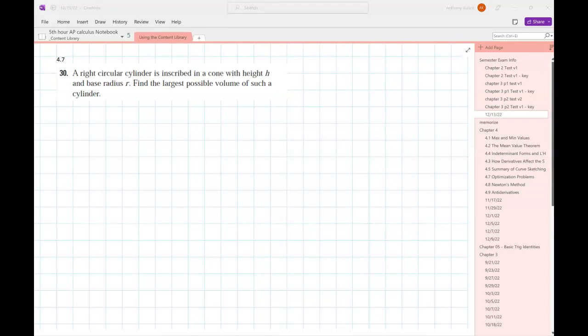Can I just ask a question? Yeah, absolutely. What is inscribed in a cone? Okay. That means the cylinder is inside the cone.